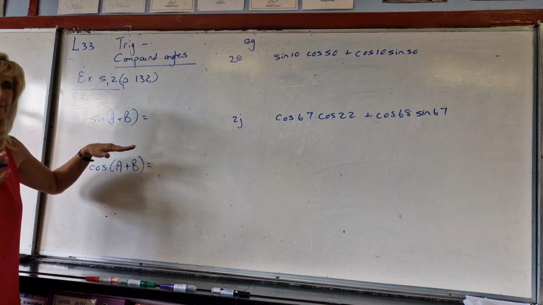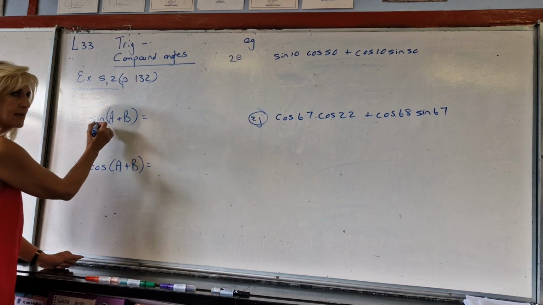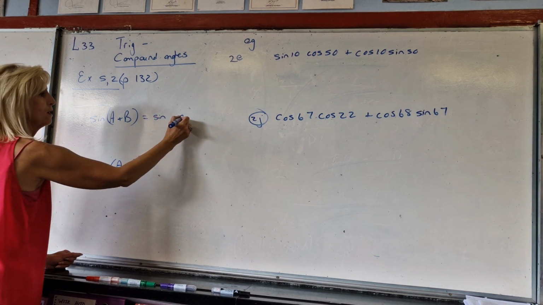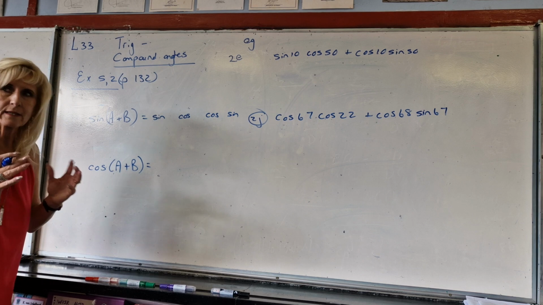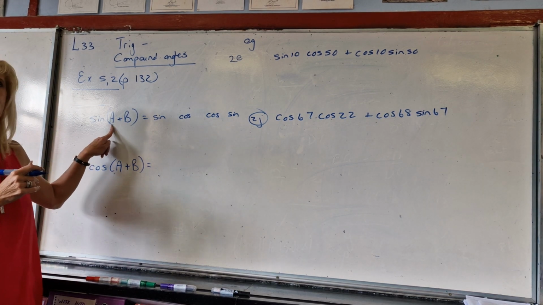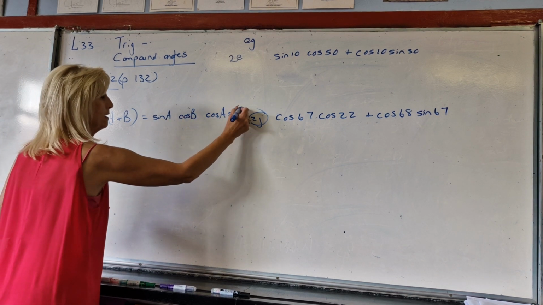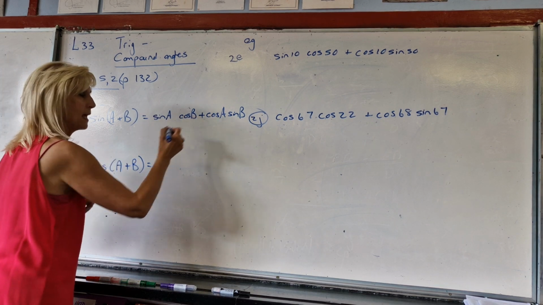It's a little pattern. So we're going to say sin A plus B is going to be, I'm going to teach you sin, cos, sin. It's a little pattern, a little rhyme that you've got to go and teach yourself. And then you're going to use the angles A and B. A, B. And if there's a plus there, then this will be a plus there as well.